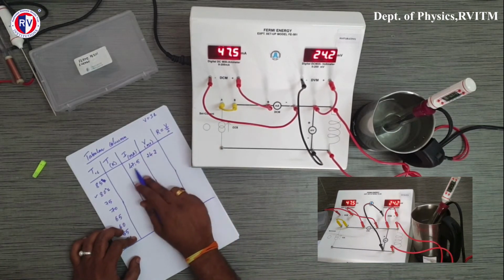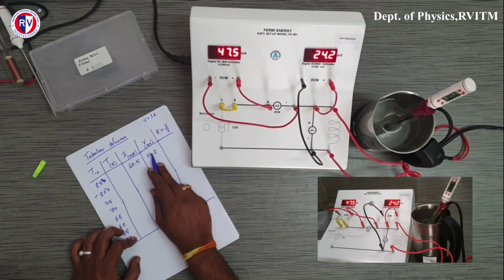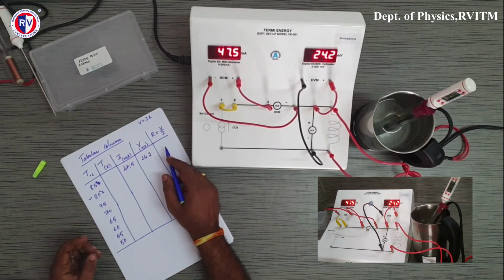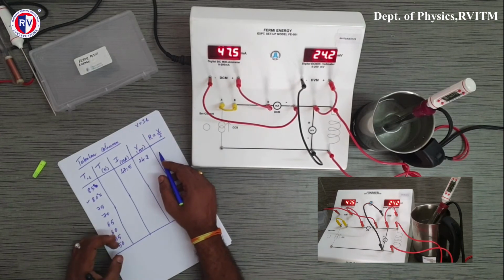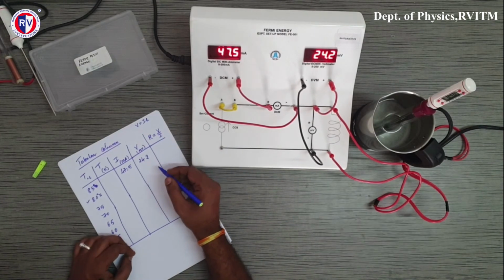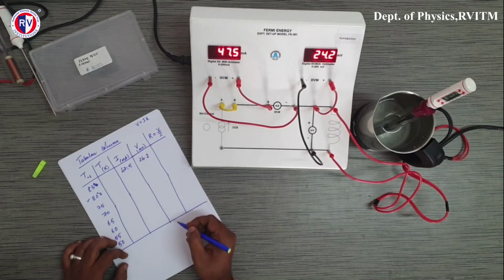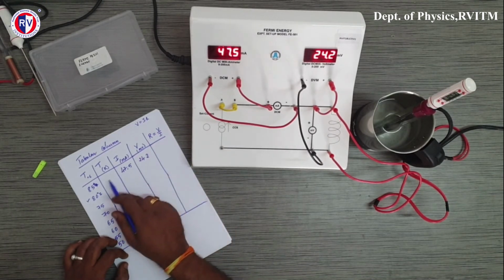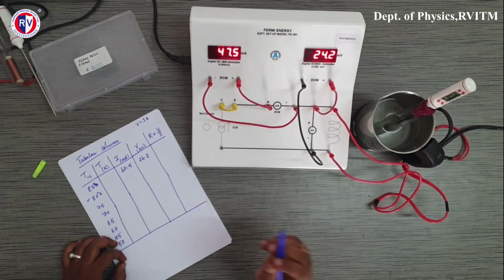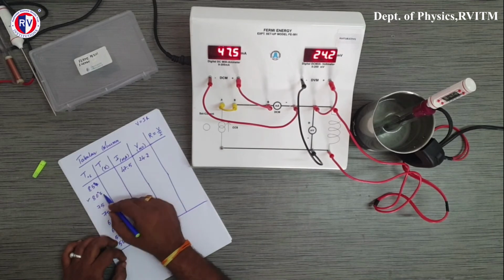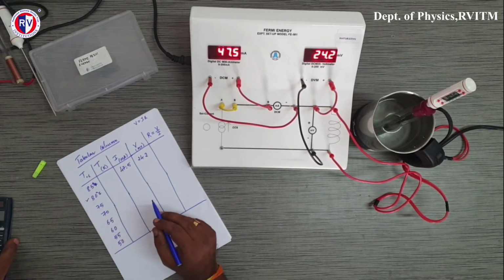Once you have current and voltage, using Ohm's law you can calculate the resistance value. The resistance value can be calculated like this. Now let's calculate the resistance for this reading, because we need to wait until it comes to 80 degrees. We have taken 85, the next value will be for 80.